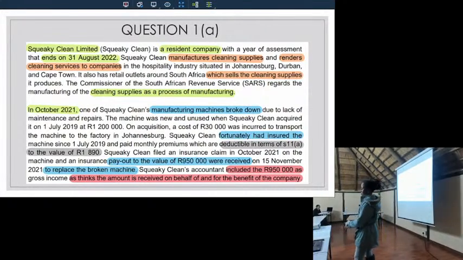Who thinks the accountant is correct? Don't let the title confuse you. Think about it. Who thinks the accountant is correct? Would it be correct to include the 950,000 in this person's taxable income, after breaking down the scenario with you right now, because it relates to the machine, not the cleaning supplies? By show of hands, who thinks the accountant is correct? Do you think he's correct? Okay. Who thinks he isn't? Okay. 1, 2, 3, 4, 5. What do y'all think? The accountant is wrong.